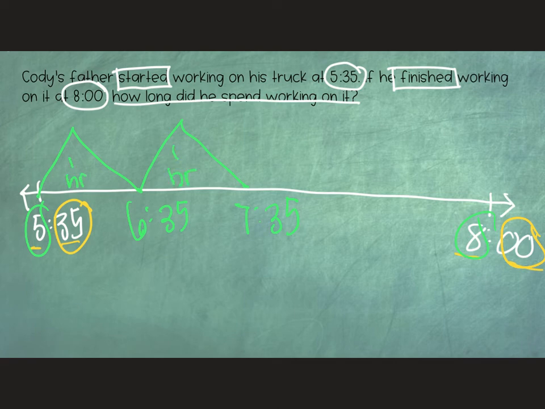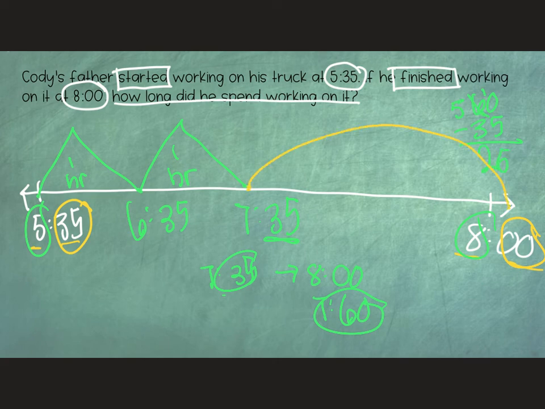And now I'm going to try to get this 7:35 to 8 o'clock, right? I'm trying to get from 7:35 to 8 o'clock, or if you want to call it 7:60 to be easier. So to figure that out, I would do 60, what I'm trying to get to, minus the 35 that I have. So I jumped 25 minutes. So my answer here is 2 hours and 25 minutes.